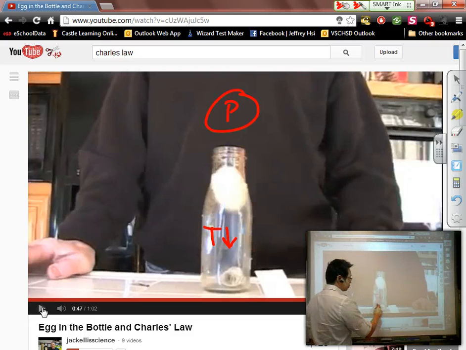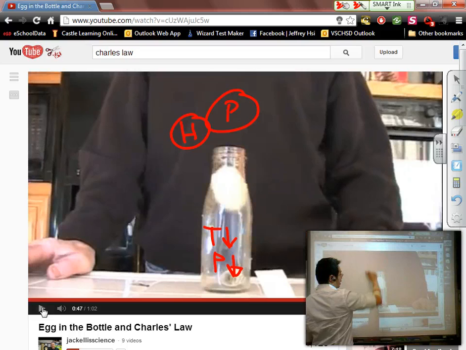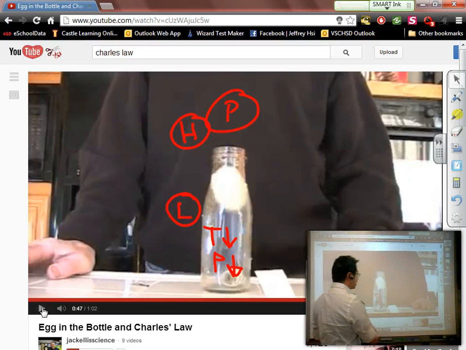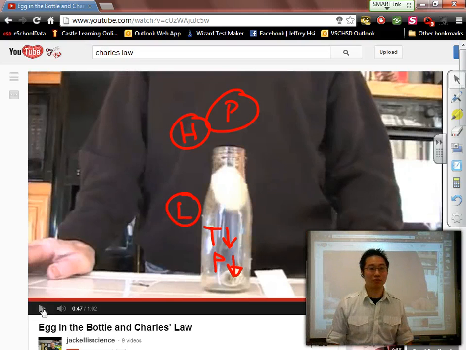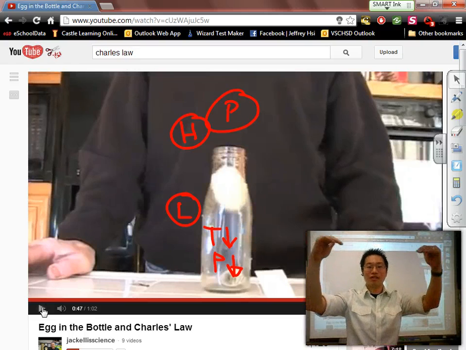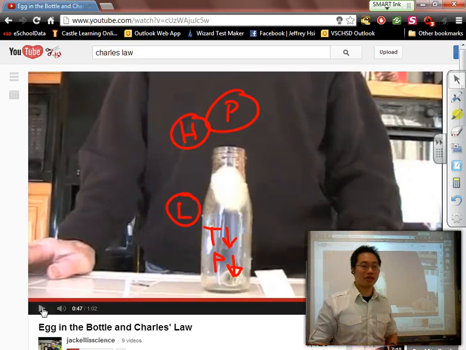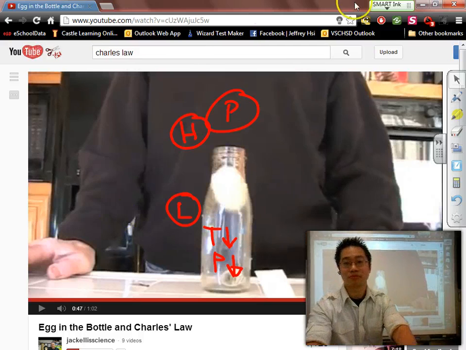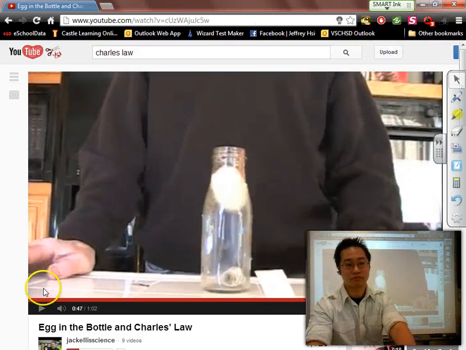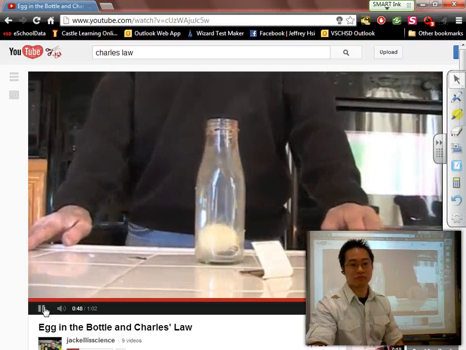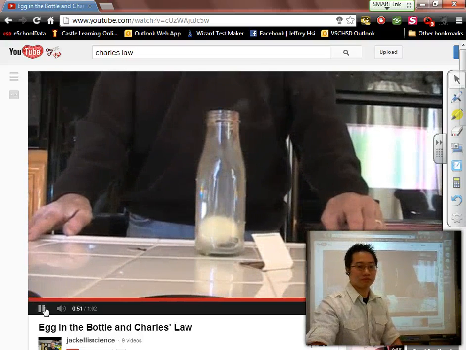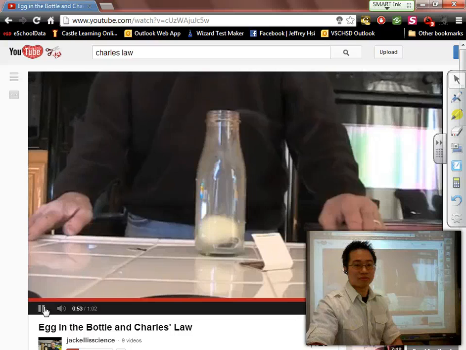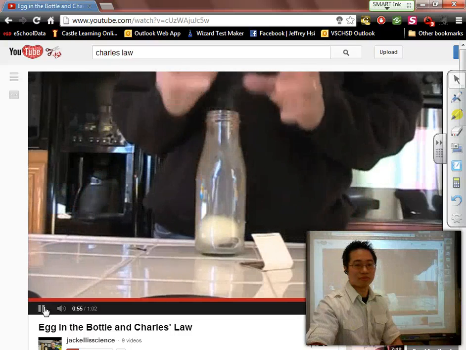And when the temperature decreased, the pressure decreased. So now we have a high pressure on the outside, a low pressure on the inside. So just like with Bernoulli, when we saw how air moves from high pressure to low pressure, the air literally pushed the egg to go in. It creates a negative pressure, or pressure smaller than the outside of the bottle, or a vacuum, and it'll actually pull the egg down into the bottle.